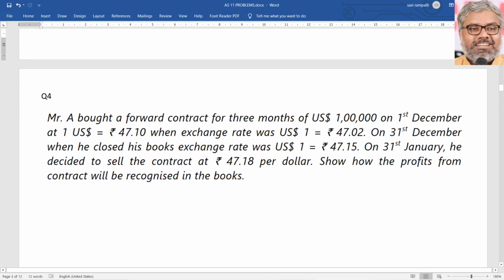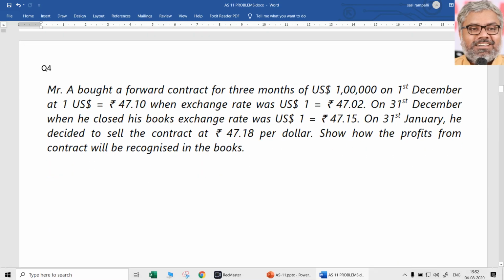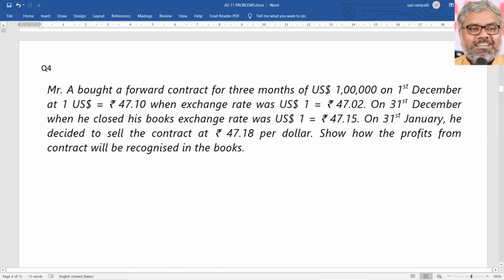Now look at another question. This is a little different compared with the earlier one. Mr. A bought a forward exchange contract for 3 months of $1 lakh on 1st December at $1 is 47.1. Okay, he bought a forward exchange contract, that's all.